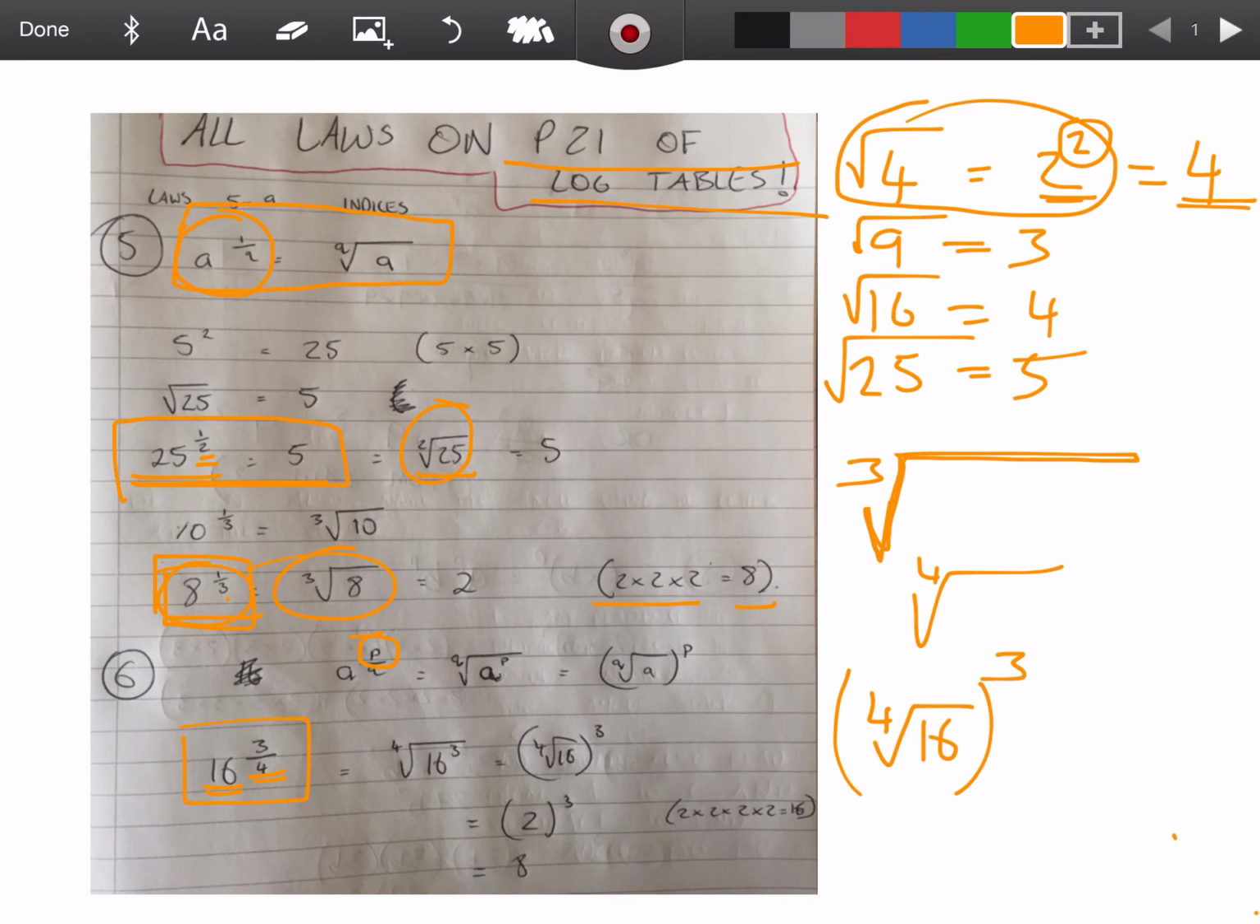So I can find the 4th root of 16. What number do I multiply by itself 4 times to give me 16? I've done it there. 2 times 2 times 2 times 2 gives me 16. So the 4th root of 16 is 2. So all I'm left with then is 2 cubed. As the cubed is carried over, all I've done is change that to that. And 2 cubed is 8. Nice and simple.